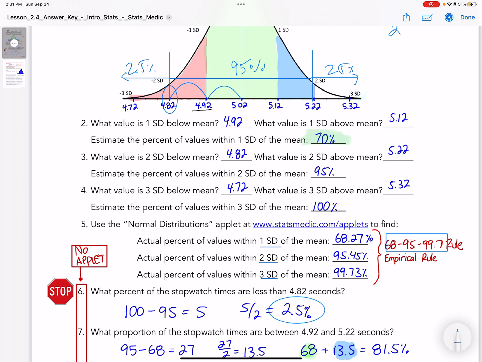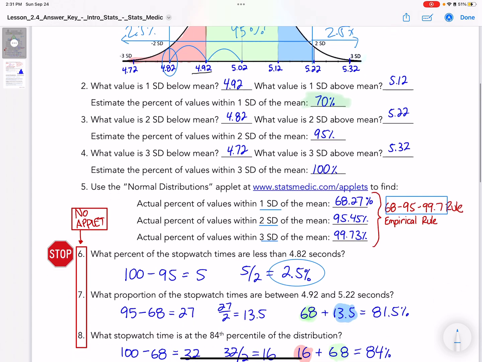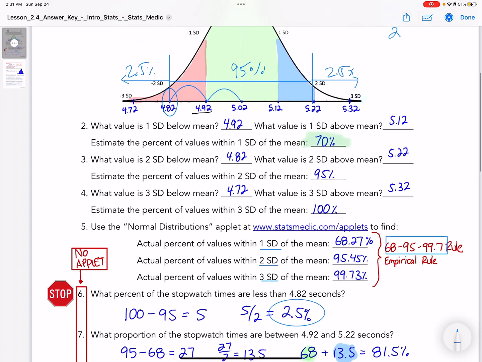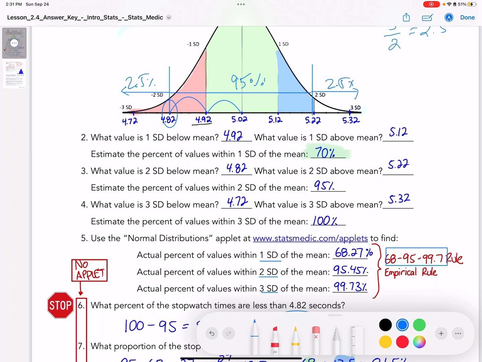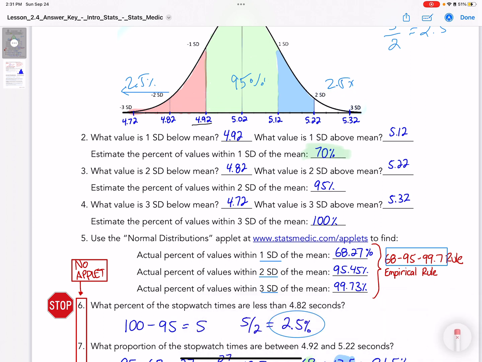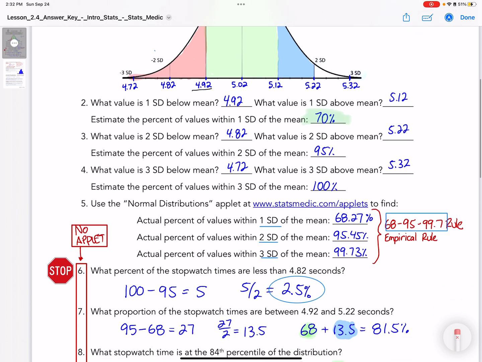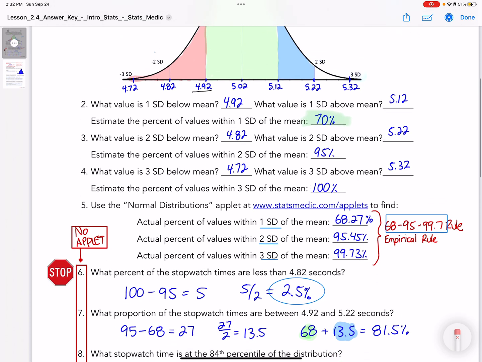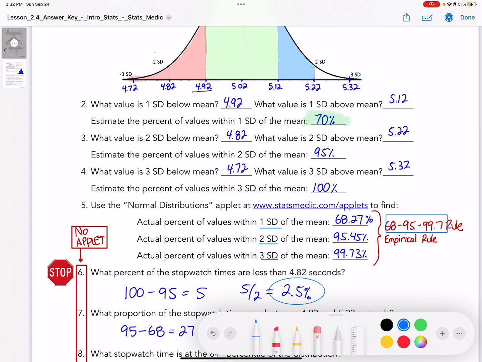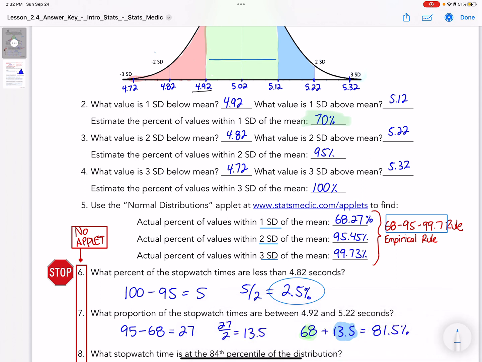Okay, it says what proportion of the stopwatch times are between 4.92 and 5.22, which now you can see the shaded area. So the shaded area is this green area that I'm looking for, plus the blue area that I'm looking for. But the green area has already been told to me that that is going to be one standard deviation of the mean. So that's already been told to me that that's 68% of my data. So that's why the 68 comes from right here. Then the 13.5, I'm going to show you where that comes from.